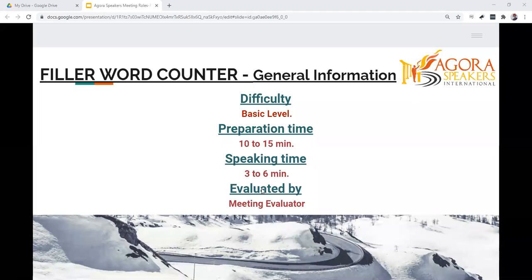The filler word counter role is at a difficulty level at the basic level. It requires 10 to 15 minutes of preparation time, and the filler word counter speaks for 3 to 6 minutes during the meeting, and this role is evaluated by the meeting evaluator.